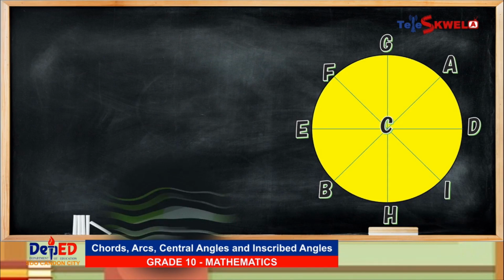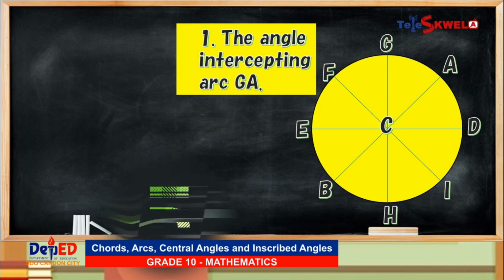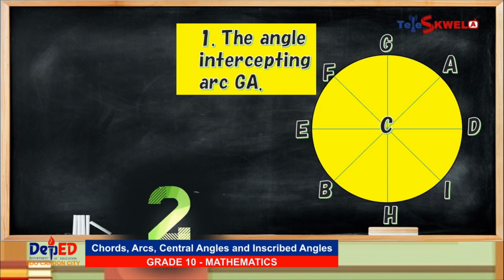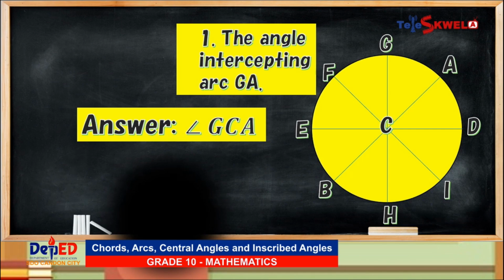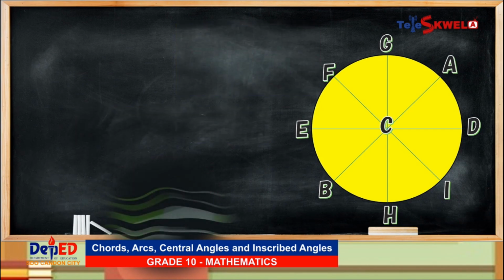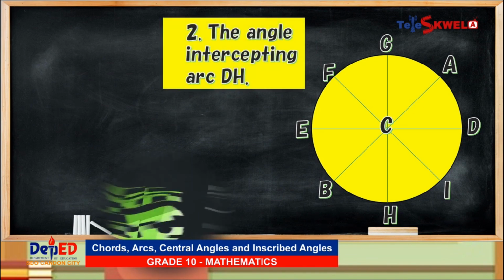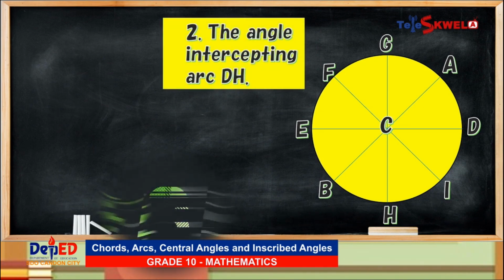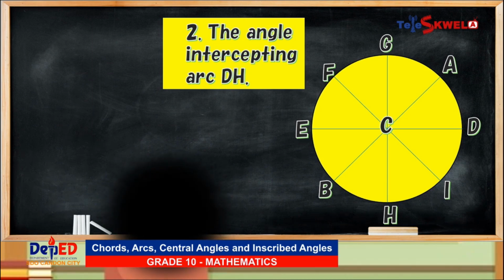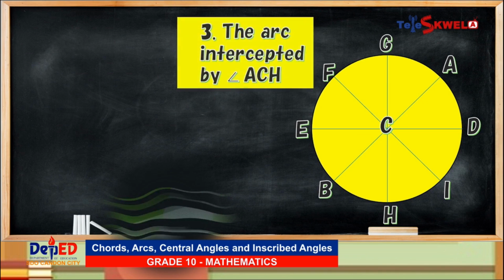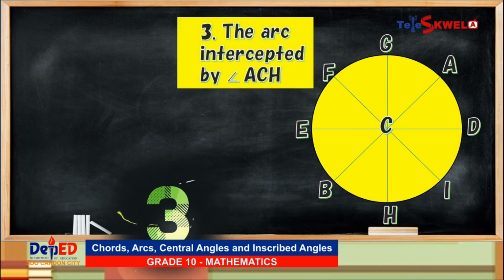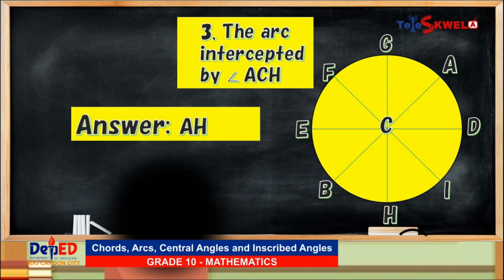Number 1. The angle intercepting arc GA. Time is up. The answer is angle GCA. Number 2. The angle intercepting arc DH. The answer is angle DCH. Number 3. The arc intercepted by angle ACH. And the answer is arc AH.